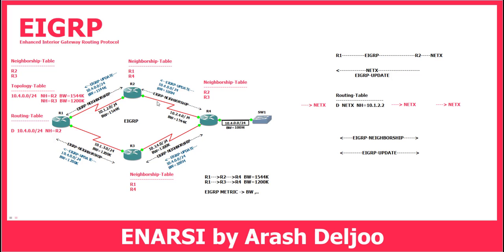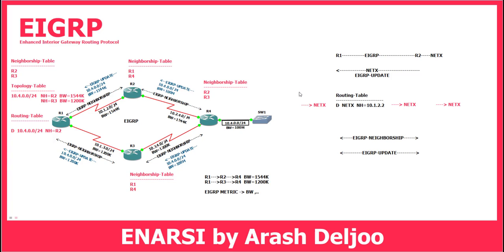Actually, in EIGRP, first we are establishing the neighborship between the routers. After that, we are advertising the EIGRP updates. And finally, in the topology table, we have multiple routes, okay? And after that, we are selecting the best path and using that best path in the routing table.